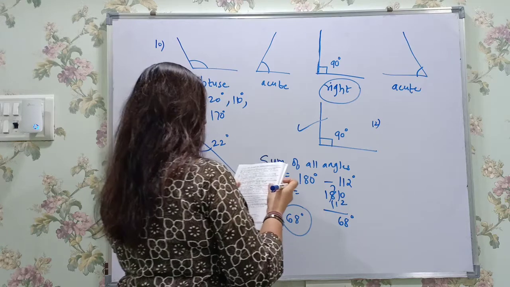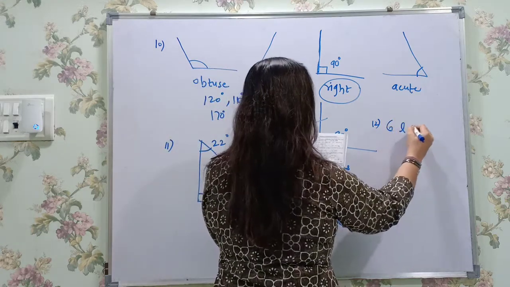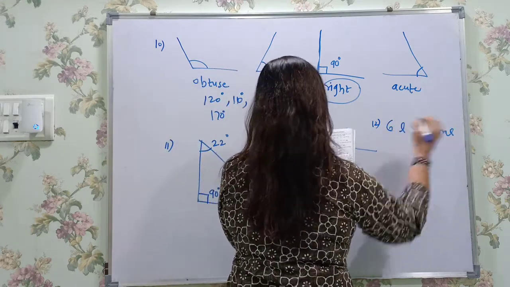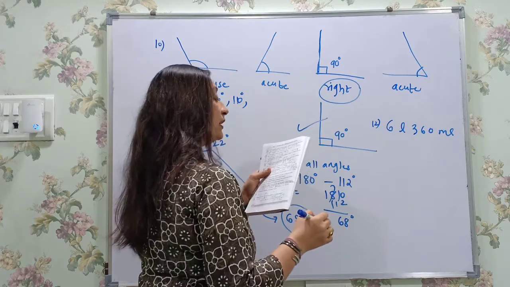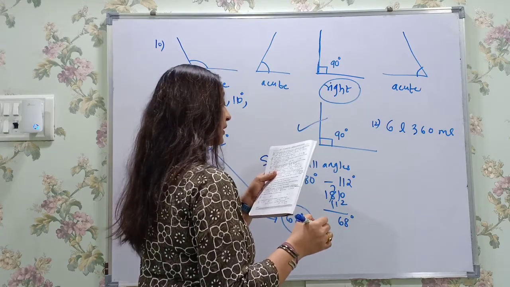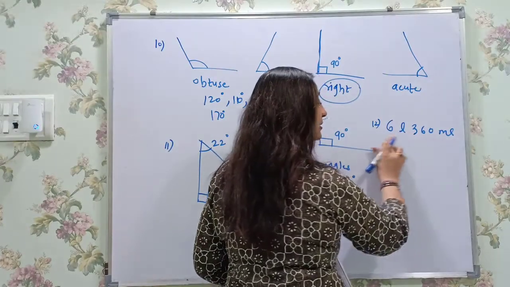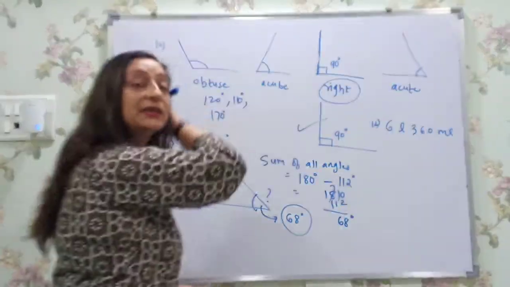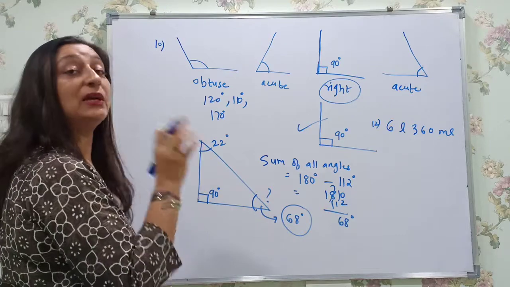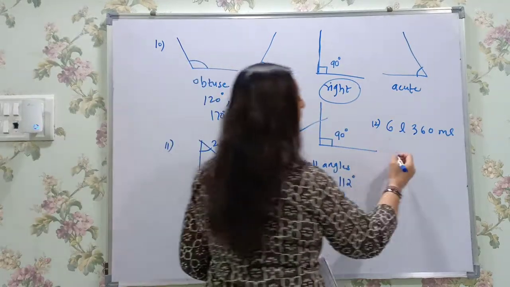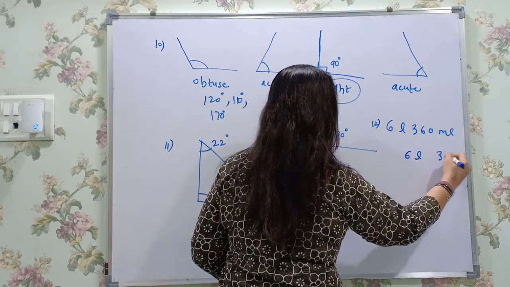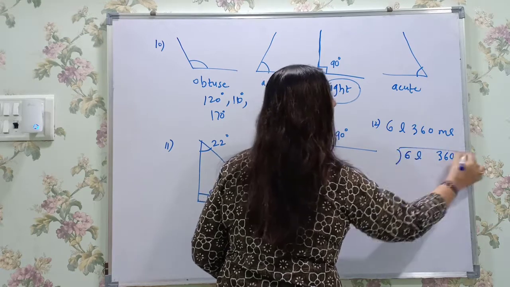A tub containing 6 liters, 360 milliliters of water is emptied into 6 jugs. How much water does each jug contain? So what do we do? If this 6 liters, 360 milliliters is emptied into 6 jugs, so how much will come in one jug? We will divide 6 liters, 360 milliliters by 6.